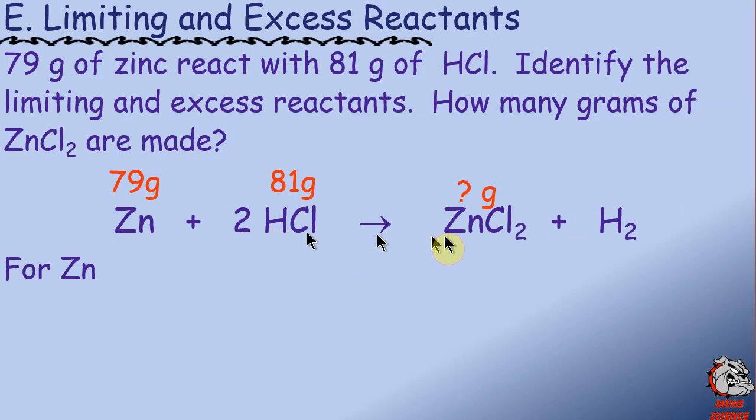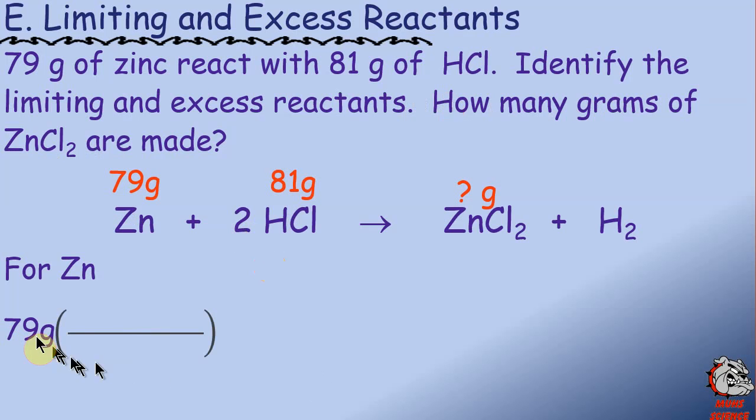Zinc plus 2HCl yields zinc chloride and H2. We're going to calculate how much zinc chloride we're making with 79 grams of zinc. Now, I'm going to go gram to gram, but you don't have to. You could stop at moles to determine which one is the limiter. But I'm going to calculate it all the way out to grams, because in the end, we have to know how many grams.